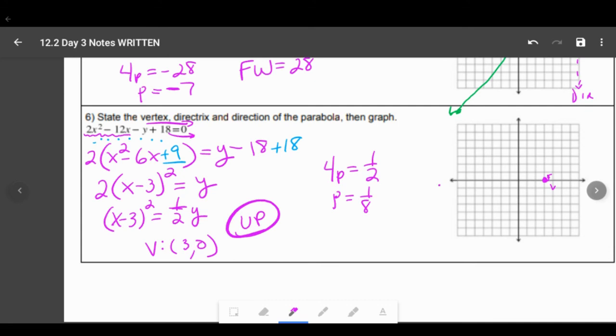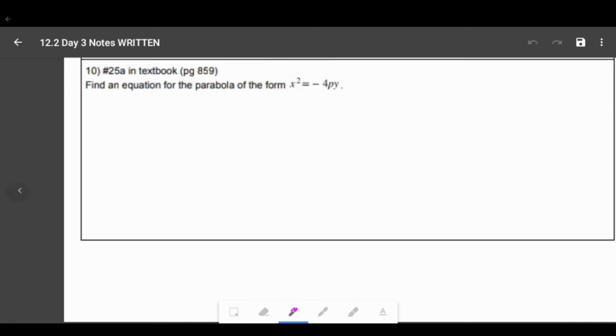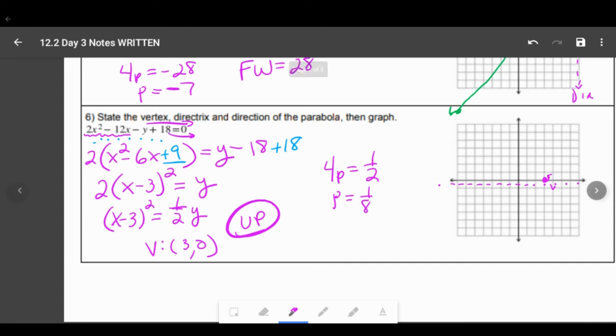My directrix is 1/8 the other way. Whoops, I don't want to go to the next page yet. 1/8 the other way. So that means that my directrix is y equals negative 1/8. That is my equation, my directrix. Pretty crazy, but that's what it is.